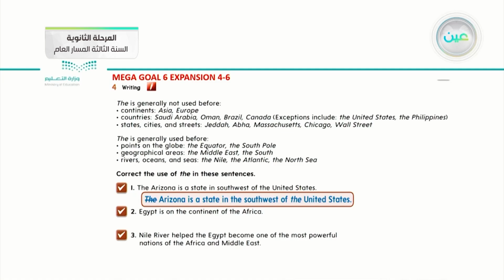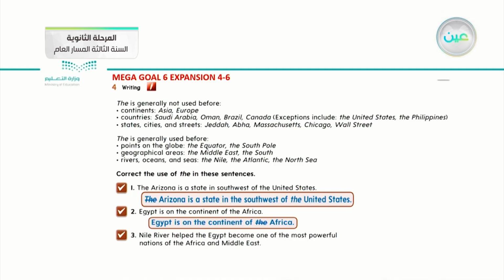Okay, number 2. Egypt is one of the continent of the Africa. What do you think it is? We can say Egypt is one of the continents of Africa, directly without "the". We should omit "the", because Africa is a continent, as I said before, for example Asia and Europe and so on.